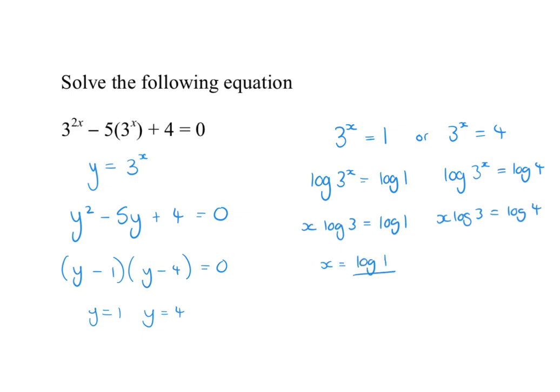So I'm going to get log 1 divided by log 3 for my first solution. And for my second solution, I'm going to get log 4 divided by log 3. These are the exact forms. If I wanted to, I could pop these into my calculator and I could get 0 for my first one, because log 1 is 0, so 0 divided by log 3 is 0. And then for my second solution, I'm going to get x is equal to 1.26 to 2 decimal places.